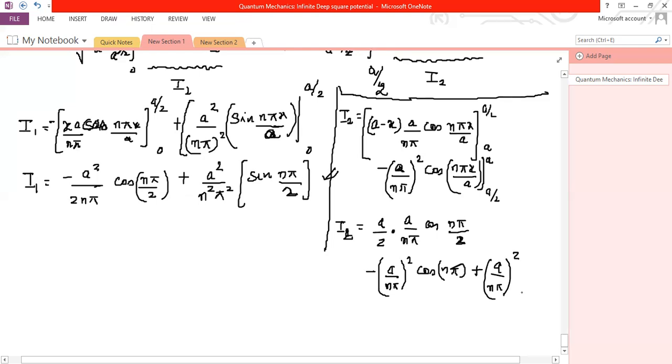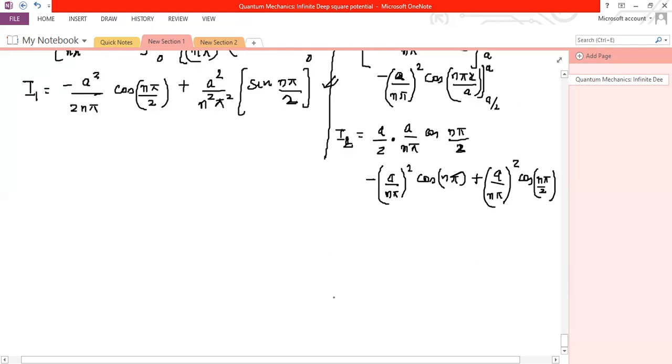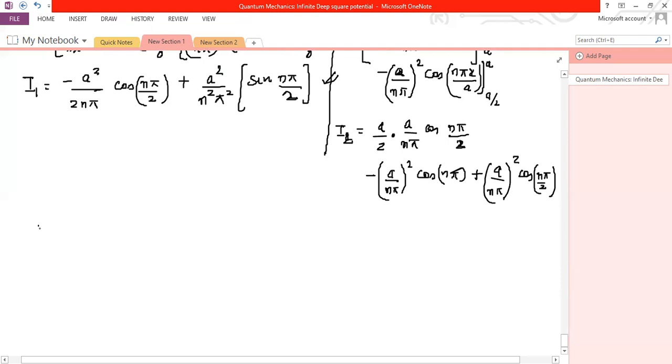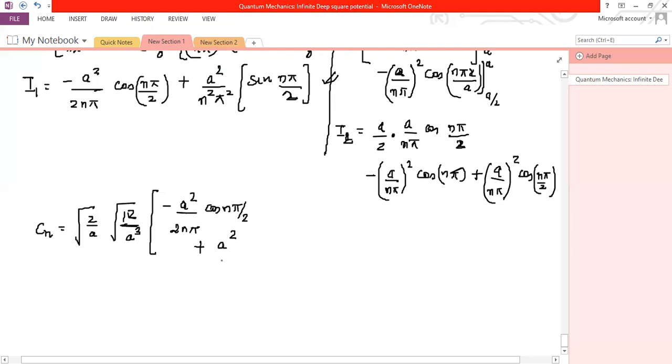And if I place a by 2 here, I'll get cos of n pi upon 2. Now all this integral, the total integration, that was Cn, comes out to be equal to root over 2 upon a, root over 12 upon a cube, and this is I1 plus I2. So I1 was minus a square upon 2n pi cos n pi upon 2 plus a square upon n square pi square sine of n pi upon 2.